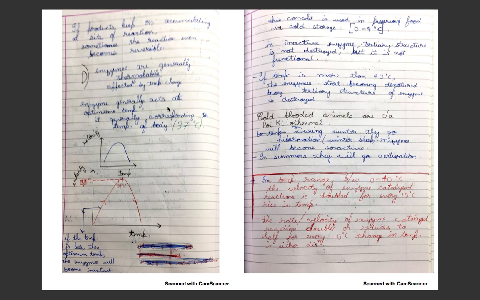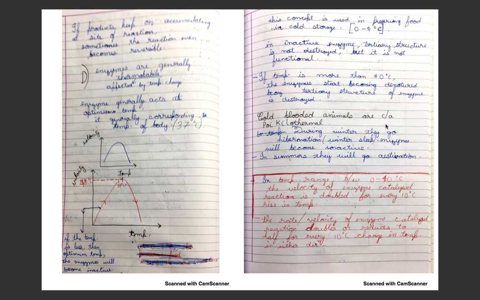One very important thing: other factors, when increased or decreased on a very large scale, destroy the structure and function of the enzyme. But temperature doesn't destroy it at 0 to 4 degrees Celsius. It just becomes non-functional, lazy, for some time. If temperature is more than 40 degrees Celsius, that is more than body temperature, the enzymes start becoming denatured because the tertiary structure is destroyed.